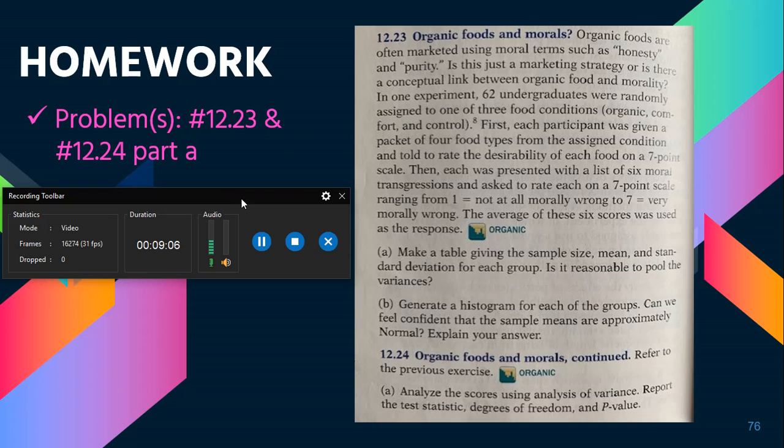So we're going to complete problem 12.23, and I will send you the data. And then we're going to do 12.24A only, and it's the same data.